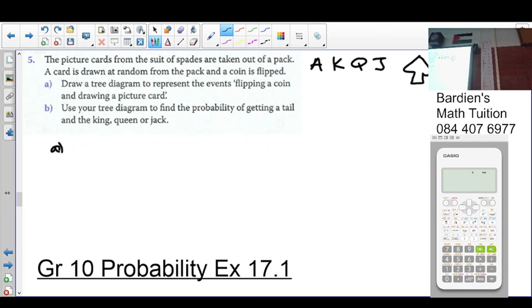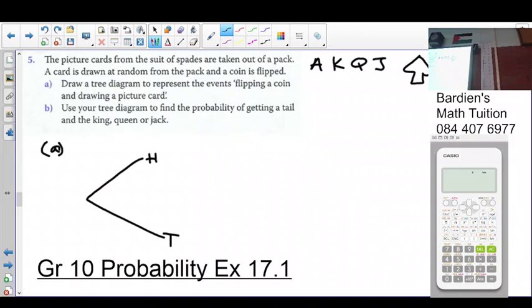So if I look at this here, if I flip the coin first, what are my outcomes? If I'd gone with drawing the card first, what are my outcomes? Ace, jack, queen, king. One of those 4. Not so? So I'm going to go with the coin first. So it's going to be heads or tails.